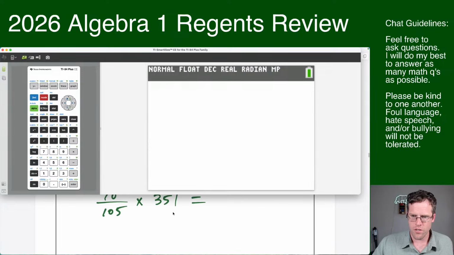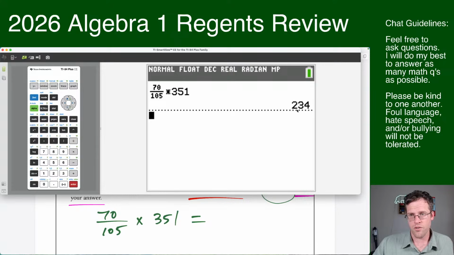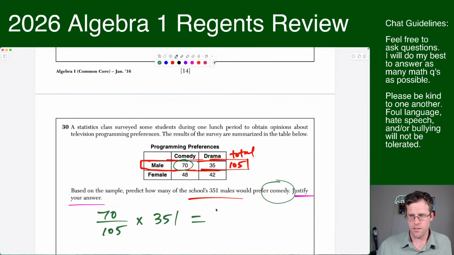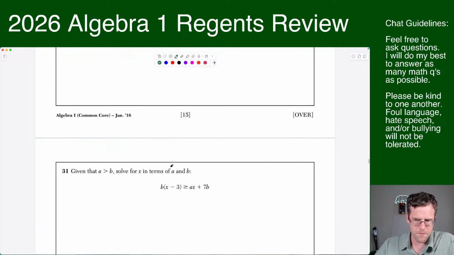So let's see, how does this work? 70, I'll just do it like this, alpha x. And then times 351. 234. Okay, that works out to 234 exactly. There it is. Okay, so this is like how many males prefer comedy out of the 105 total males in this survey, but they're scaling it up to model for the whole school. Not every kid took the survey, so they're just going by the sample.